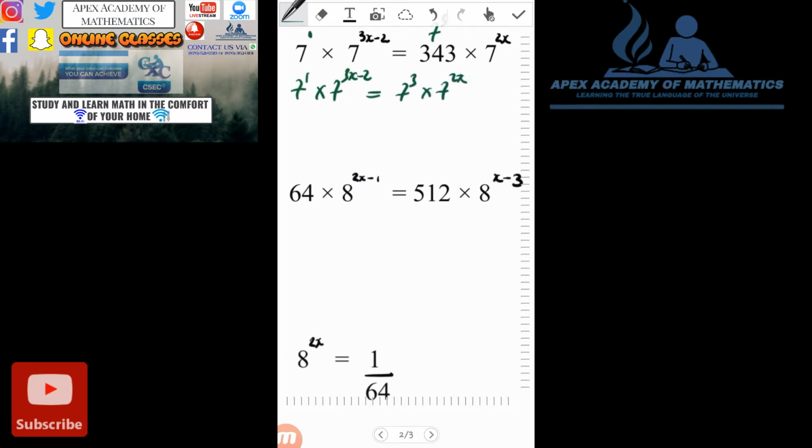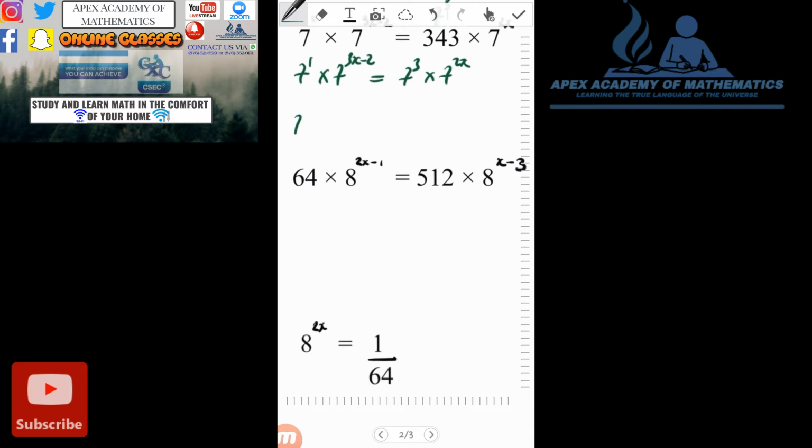Now that everything has the same base, on this side we have the multiplication property where the bases are the same, so we're going to have to add the powers. So adding the powers, we get base 7, and that is 1 plus 3x minus 2. Perfect. And then that is going to be equal to another multiplication property here. The bases are the same, so we're going to be adding the powers.